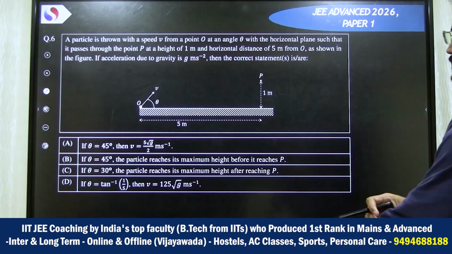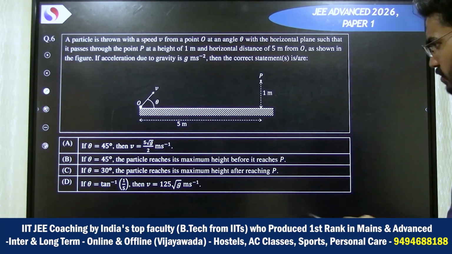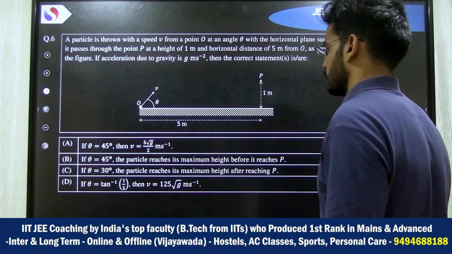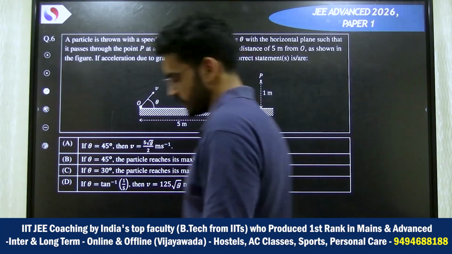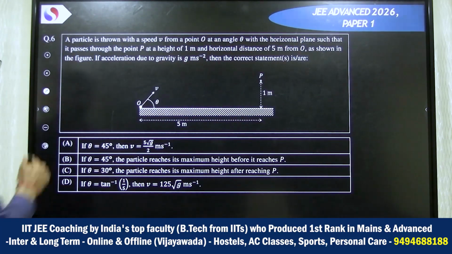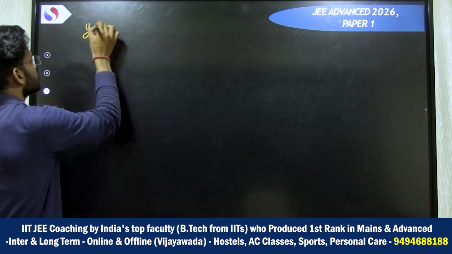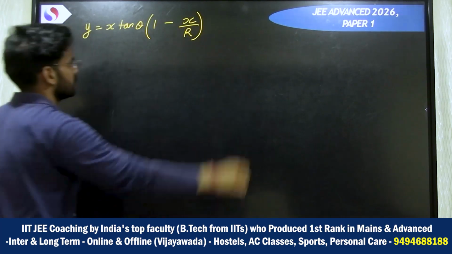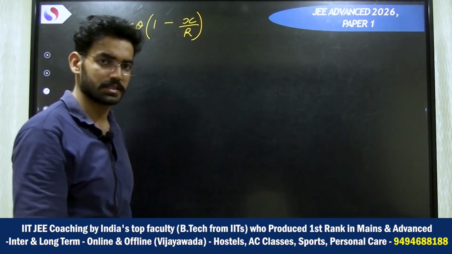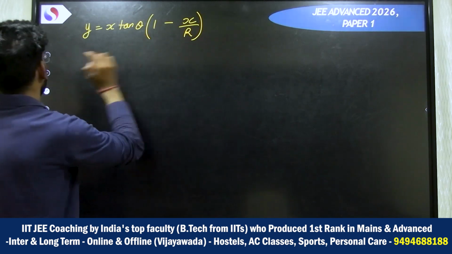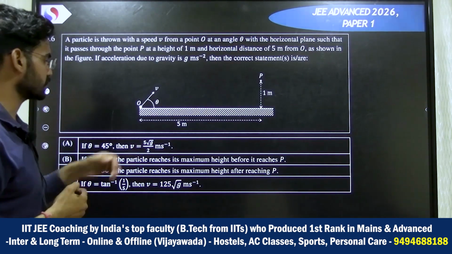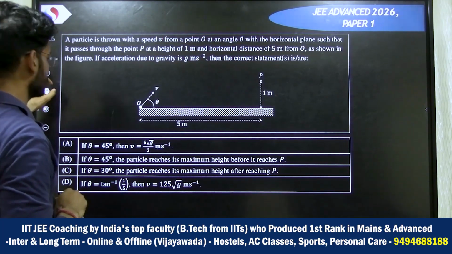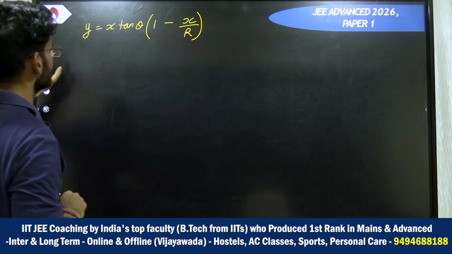If acceleration due to gravity is g, then the correct statement is, okay, in terms of g only we have to answer. We will not put the g value, as per the options we are able to see. Got it? If you see 5, 1, it is passing through, okay? Don't get confused. We have y equals x tan theta into 1 minus x by R. This I told you to remember, correct? Where capital R is the range. So we have to put theta and get the v, where x and y are given. So x and y are fixed, so we can put the value of R here.